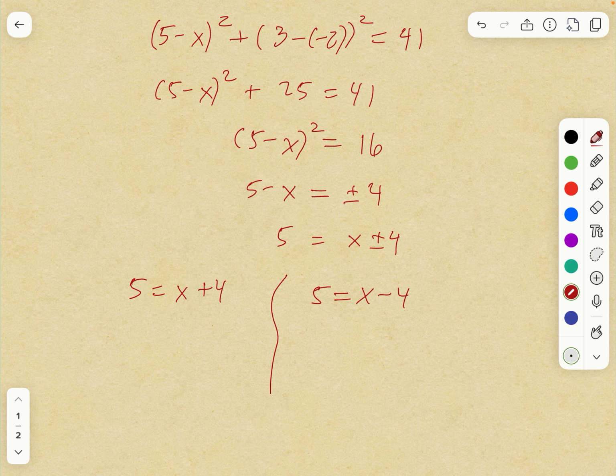So for the first equation, we subtract 4 on both sides. We get x is 1. For the second one, we add 5 to both sides, and we get x is 9. So we get 2 values of x, 1 and 9.